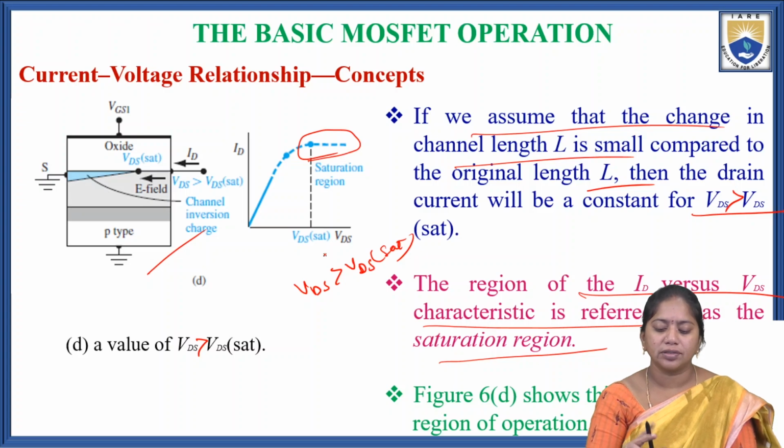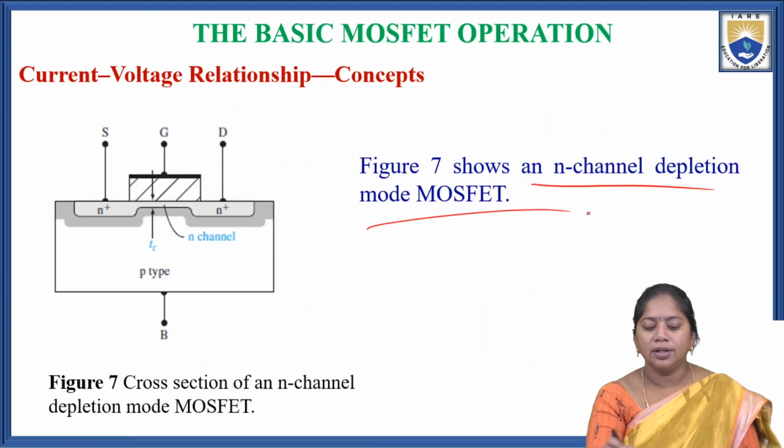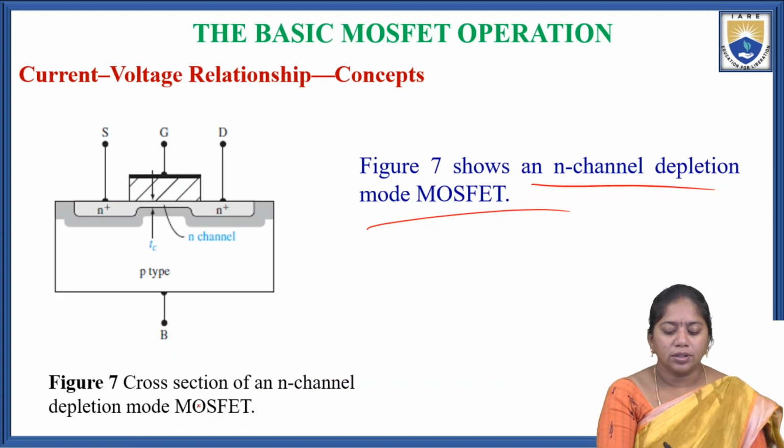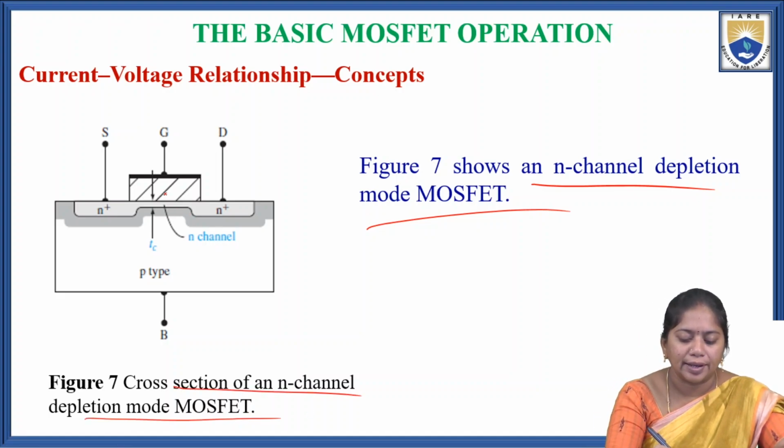Figure 7 shows the n-channel depletion mode MOSFET. Here is the cross section of the n-channel depletion mode MOSFET. This is the p-type substrate or body, with the source, gate and drain terminals.